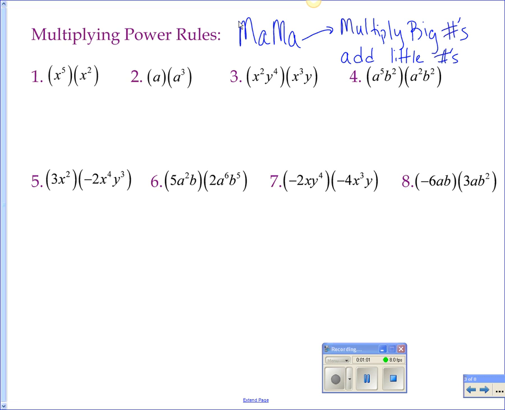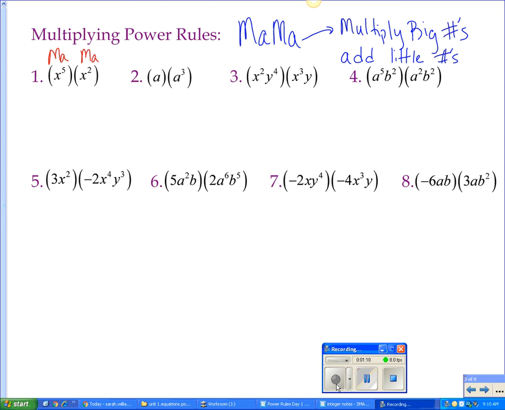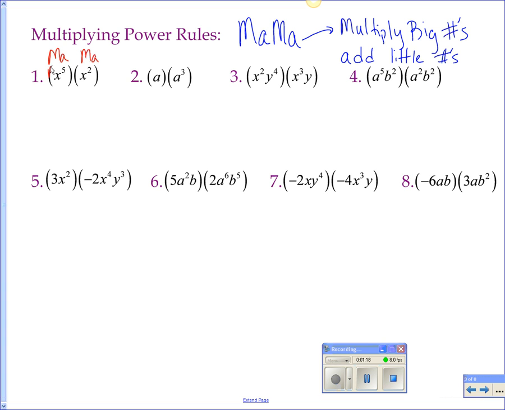Okay, on number 1, go ahead and write mama. Whenever you see 2 sets of parentheses, that's when you know you're doing the mama rule. Can anybody tell me what number I can put in front of the X? 1, very good. So you put a 1 here. Go ahead and write that on your own paper. Put a 1 in front. And same thing, you're going to put a 1 in front of this other X.